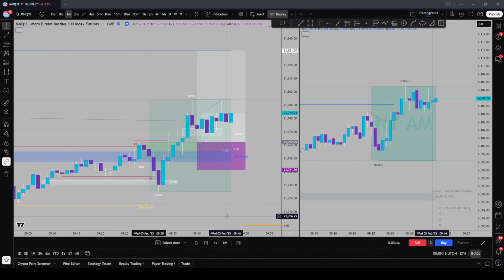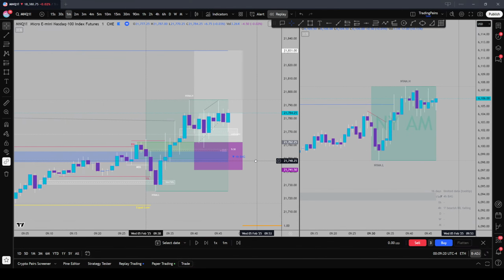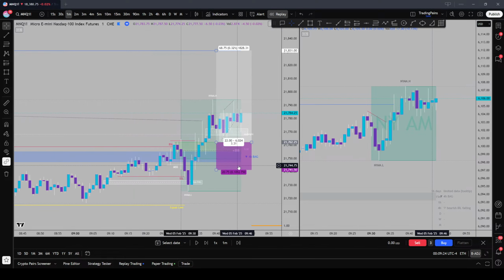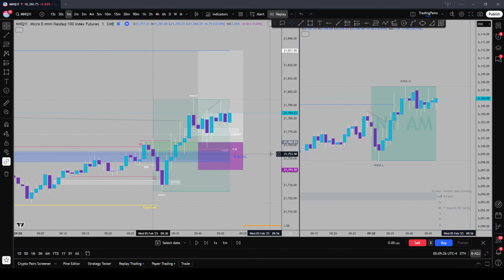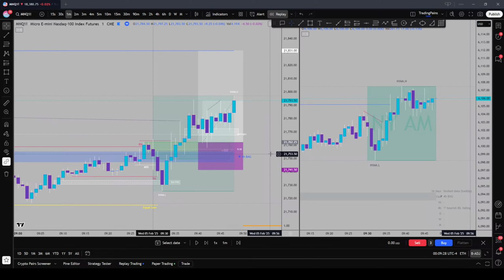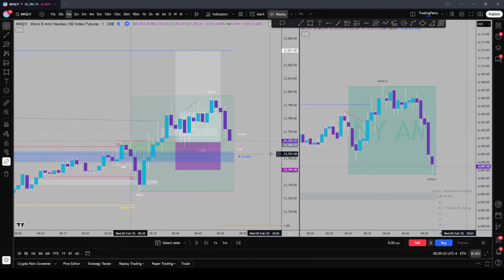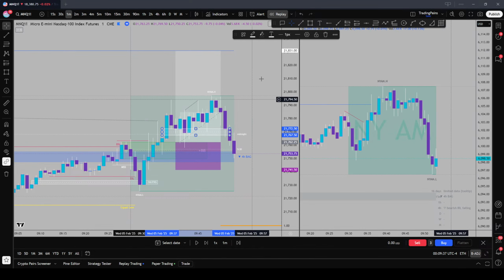Going sideways. It is really holding this. Tapped into that again. But where's the other breaker block? I don't. Okay. I think it's gonna keep going up. Nope, it's going down. Oh, it's going down. That got inverted.